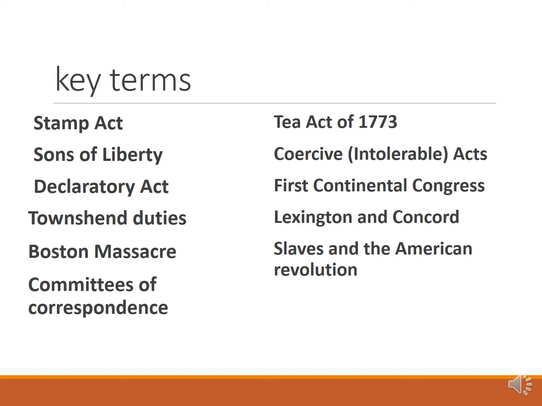So here we are going to begin with talking about the Stamp Act, and then we're going to get into some of the other acts of Parliament that were angering the colonists. We're going to talk about the Boston Massacre and some of the ways in which the colonists were organized to resist the British during this time period. And then we're going to talk about the very beginning of the American Revolution, Lexington and Concord.